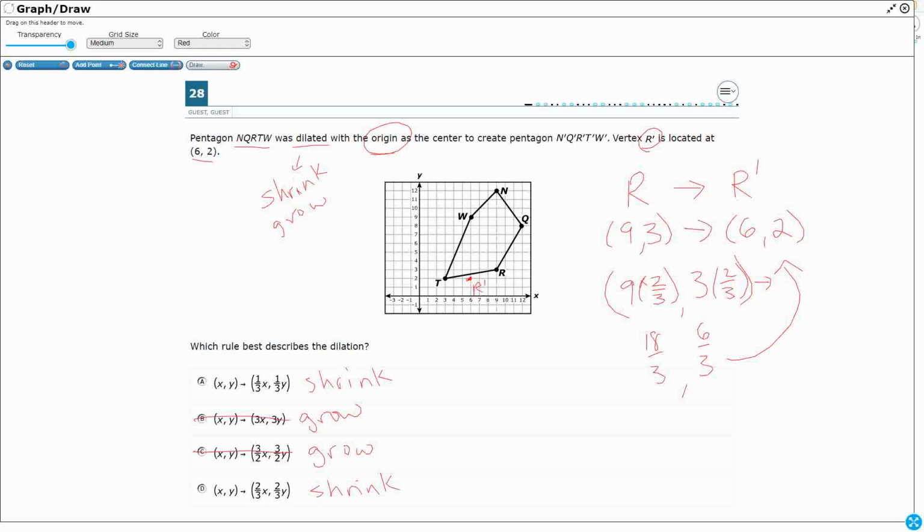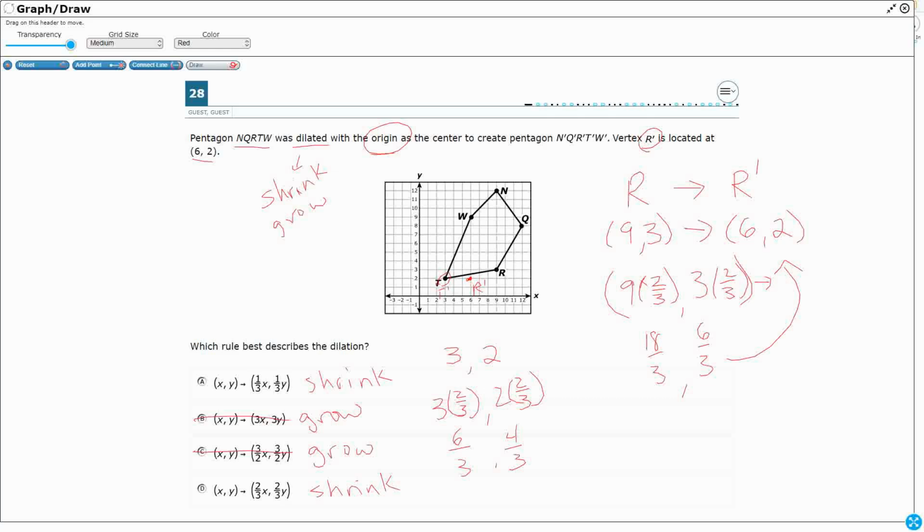Well, let's take all these other points, and let's go ahead and just map those. So that's going to be a 3 and then a 2. So if I want to take 2/3 of those, what could we get? That would be a 6 over 3, and that would be a 4 over 3. So that's going to end up being 2 and then 4/3, which is 1 1/3. So it's going to be right there. So there's my T prime.